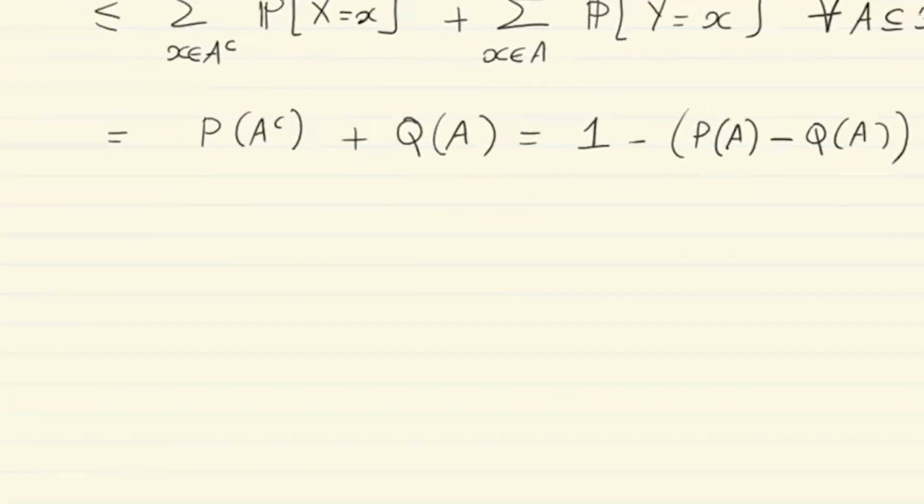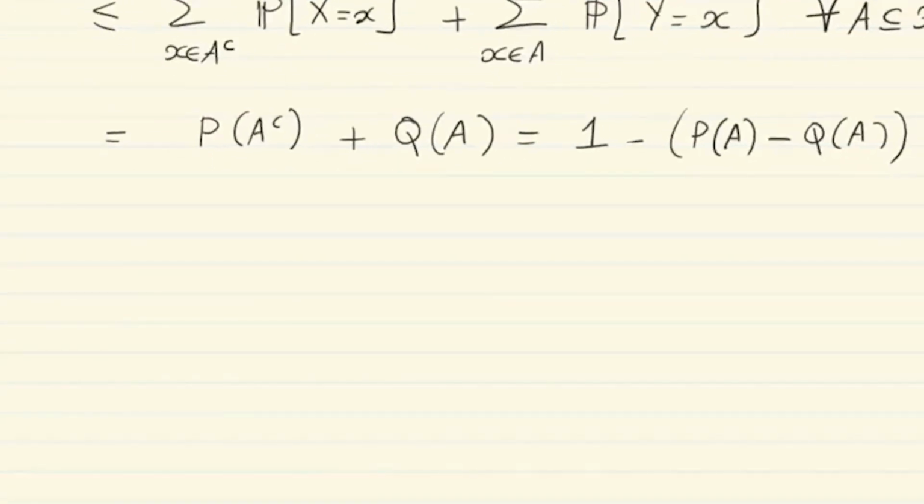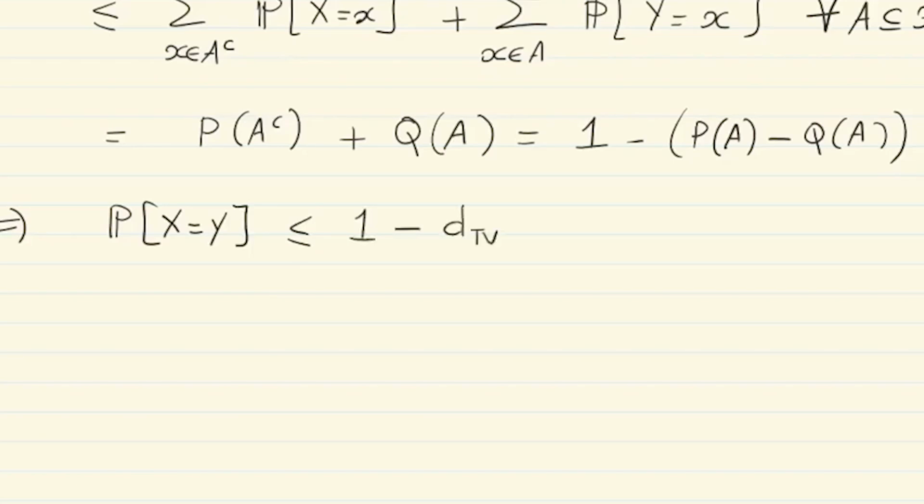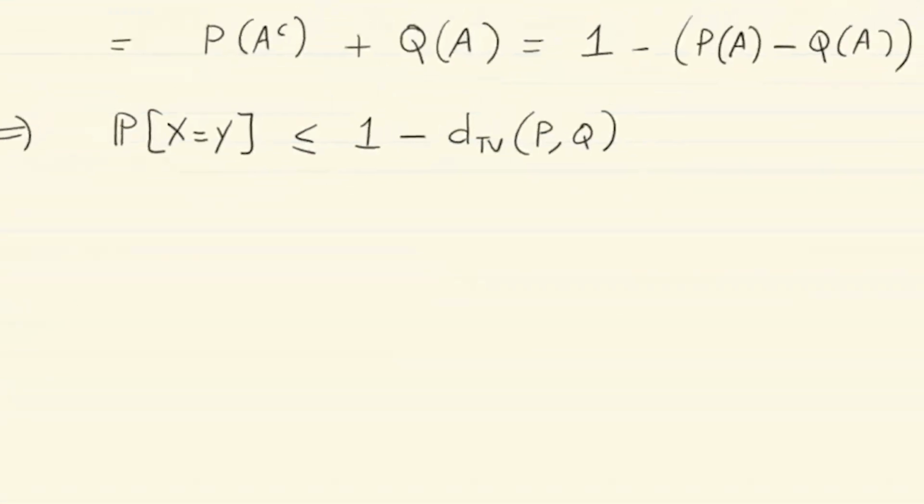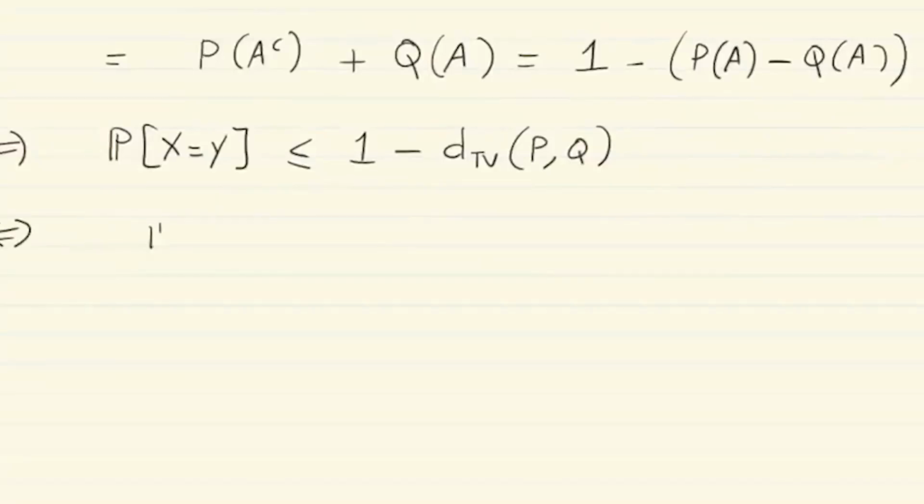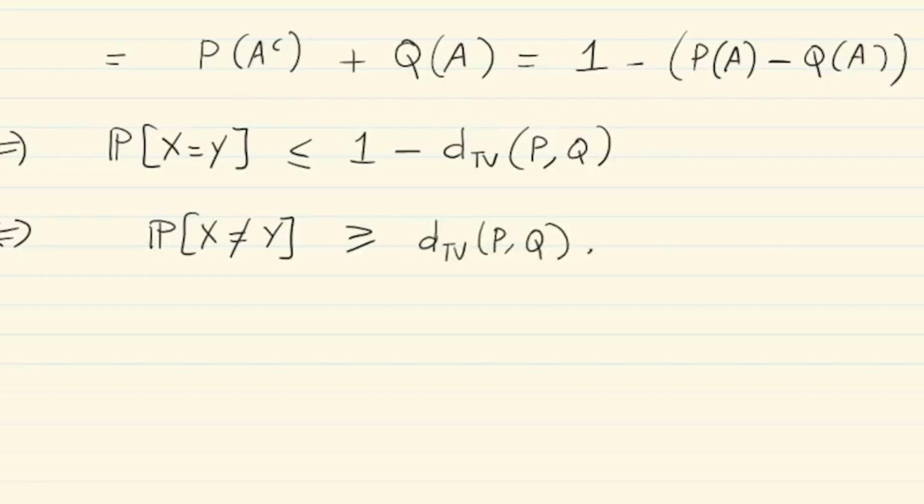in X, and in particular one can take the subset A that gives you the tightest upper bound, or the smallest upper bound, which is to say take the set A that essentially reaches the supremum in the definition of total variation distance, and so this implies that the probability that X equals Y is at most 1 minus the total variation distance between P and Q. This is just the same as saying that the probability that X is not equal to Y is lower bounded by dTV(P,Q). So this gives us one side of the result that we wanted.